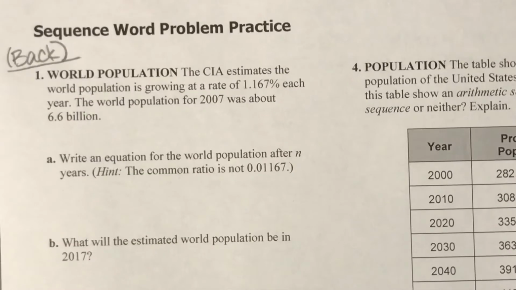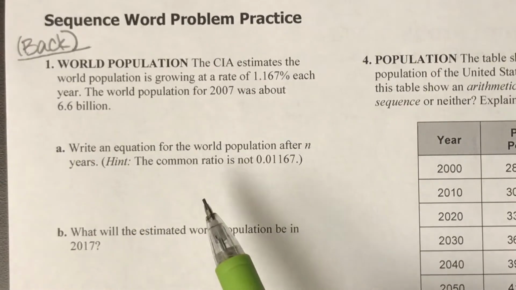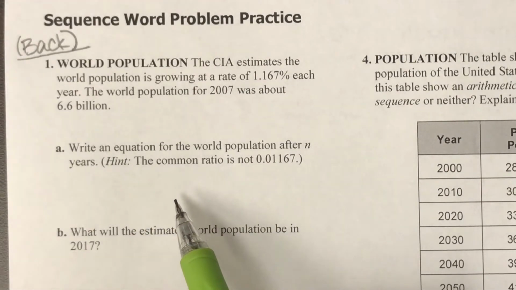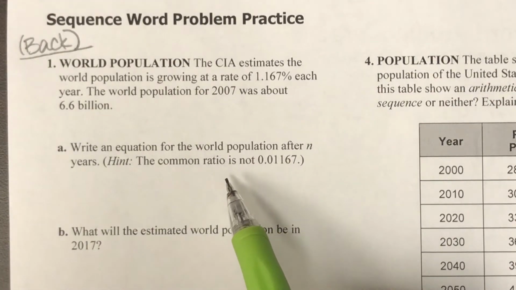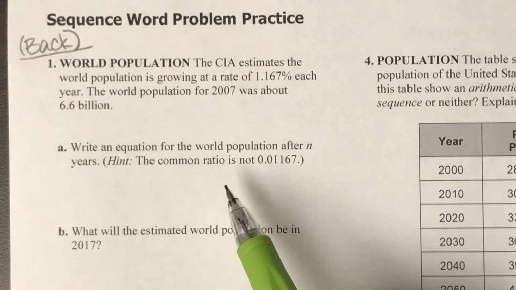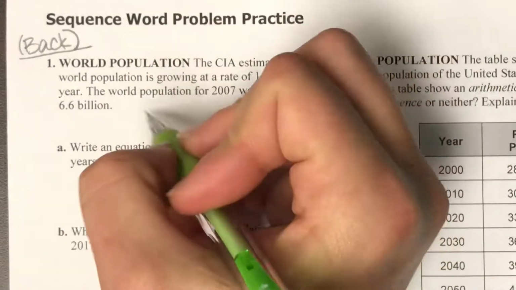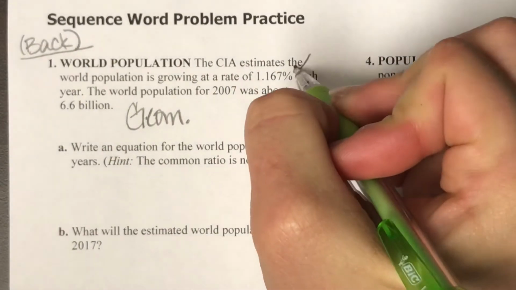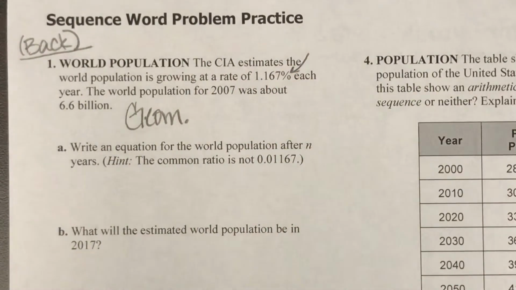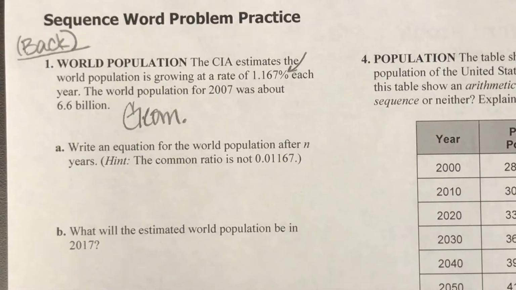So when you start reading these problems, I'm going to look at the back number 1 because people struggle with it. The CIA estimates that the world population is growing at a rate of 1.167% each year. The world population for 2007 was about 6.6 billion. Well, the fact that this is a percentage tells me that this is a geometric situation, because when you were in elementary school, you learned that you multiply by percentages. Okay, if you're a little shaky on that, we need to do some work.